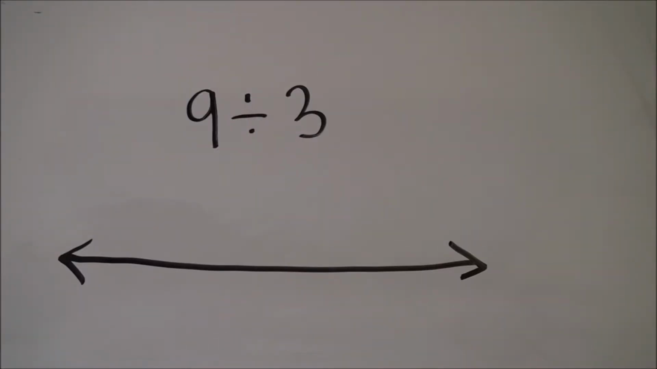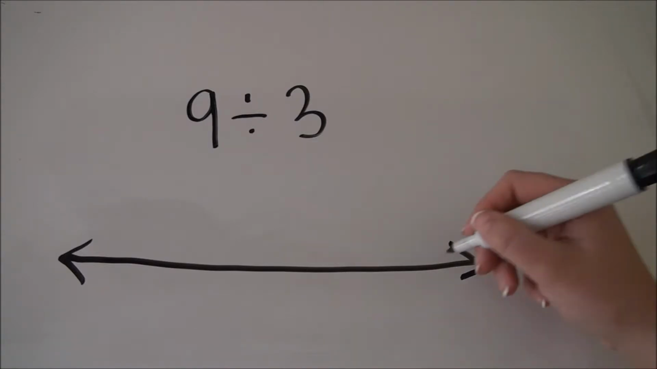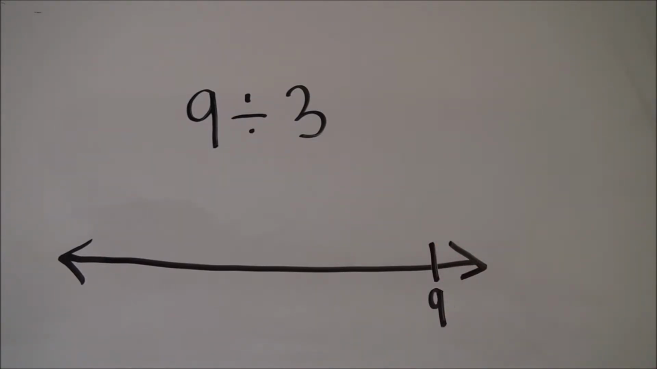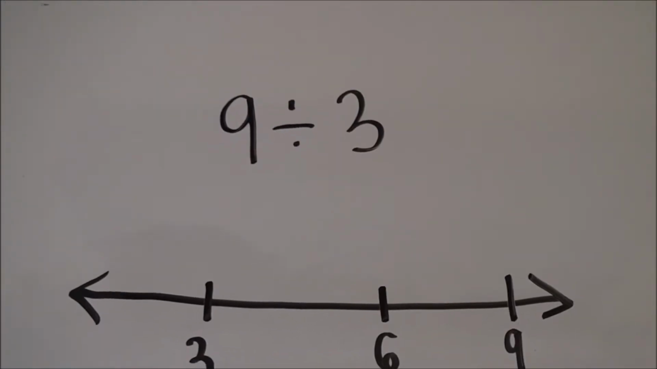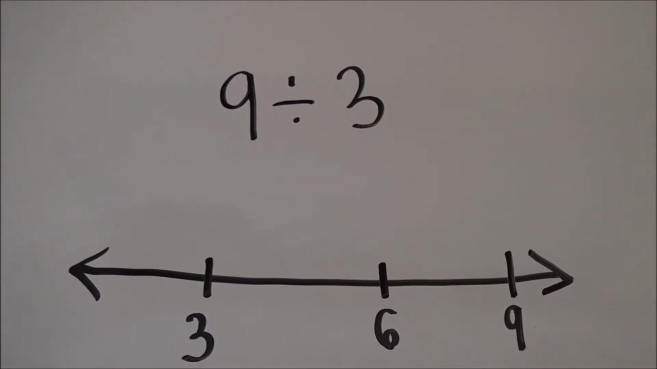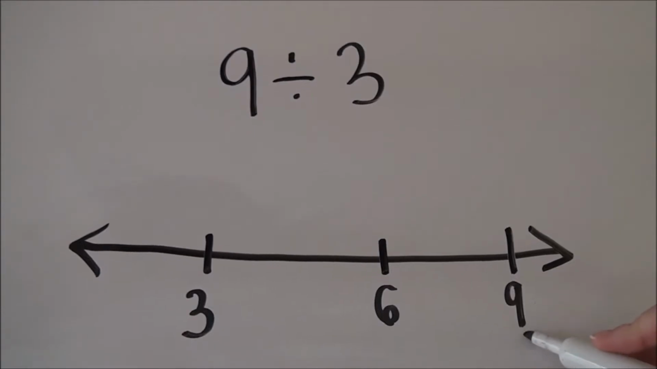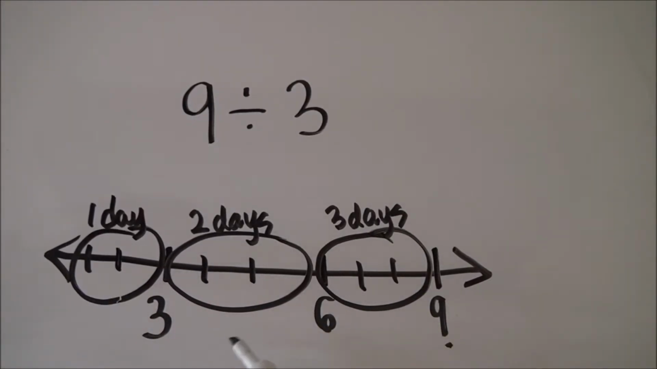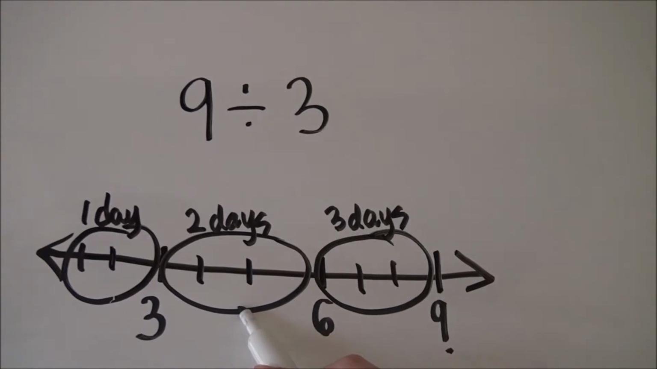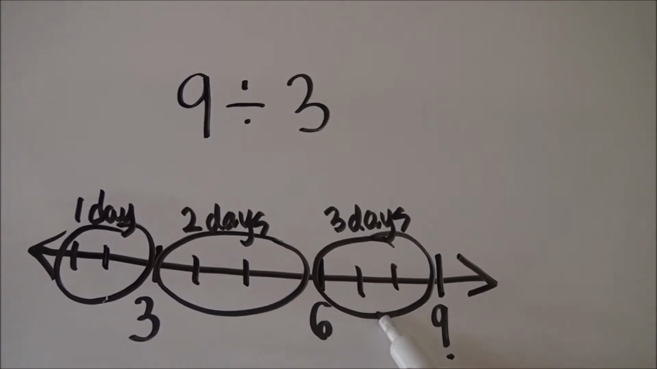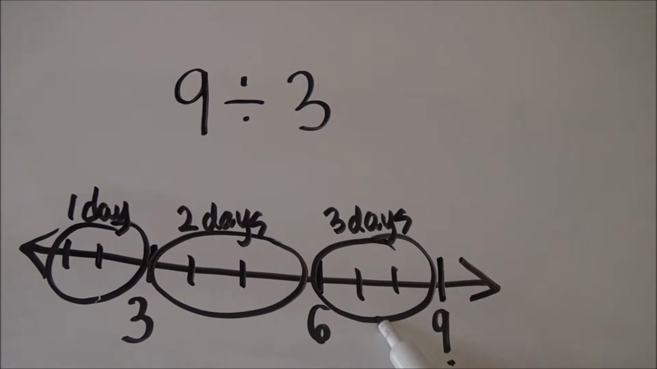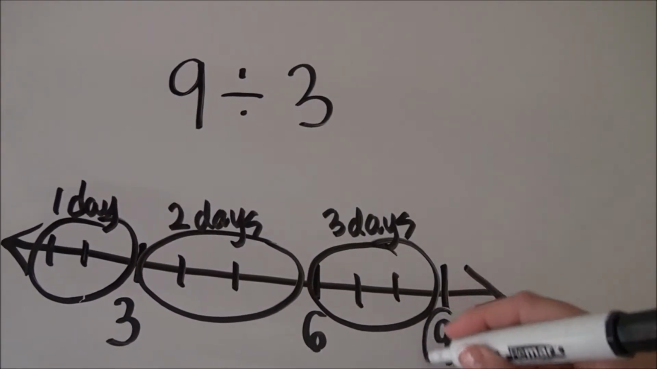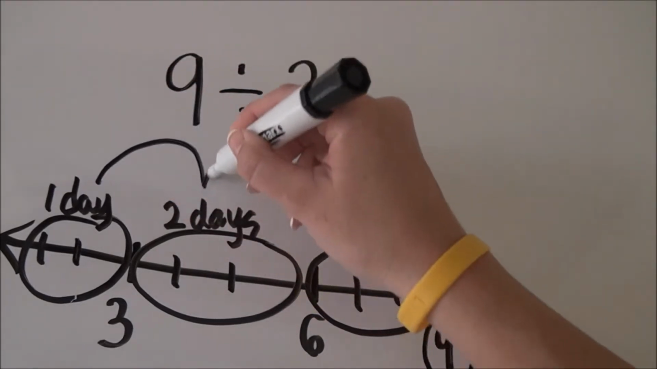Looking at a number line, first I need to ensure that my line ends at 9. Now, I need to determine how many groups of 3 are in 9. For every group of 3, I know that represents 1 day of mowing. Using the number line allows me to quickly find the answer. I can easily divide 9 into 3 groups.